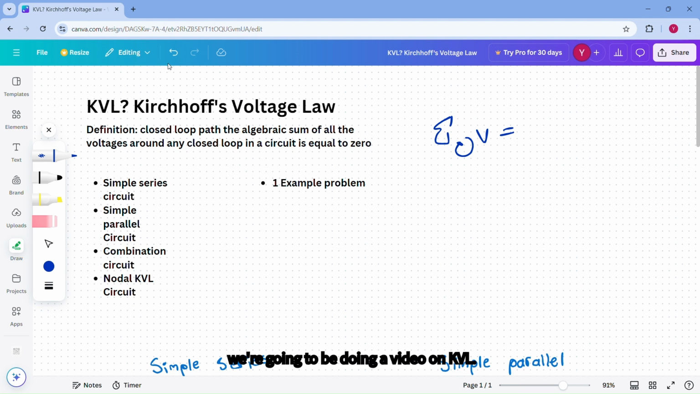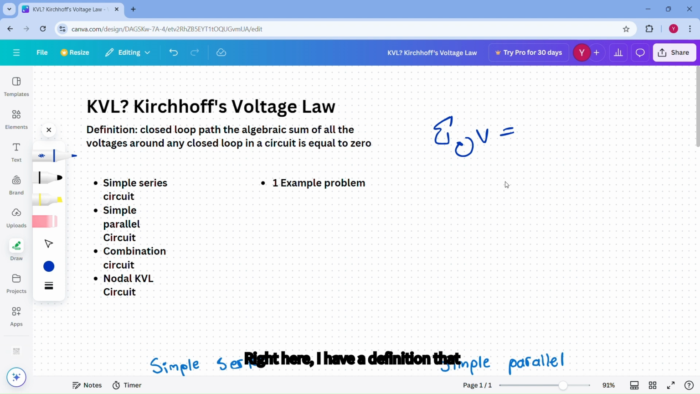We're going to be doing a video on KVL. And KVL is Kirchhoff's voltage law. In this video, we're going to go through a series of examples showing the theory behind this law, how we can apply it, how we can use it. And then at the end, we're going to do one example problem using KVL.